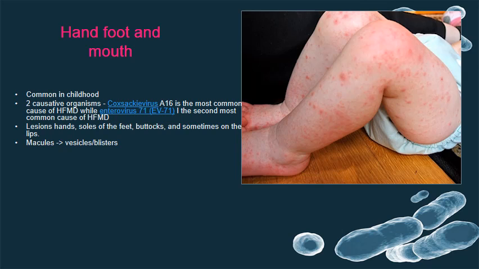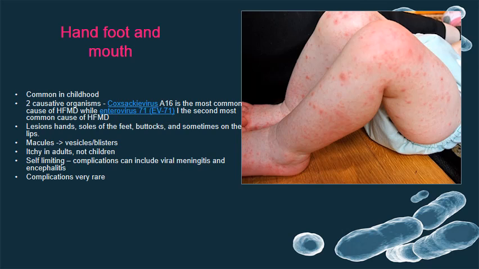It starts as macules and, a bit like chickenpox, develops into vesicles and blisters. It's not itchy in children, although it is in adults, and complications are very, very rare, but obviously there have been cases of viral meningitis and encephalitis, perhaps most commonly in those with illnesses predisposing to this, like the immunocompromised. But as a rule, it's something you can easily reassure parents about.